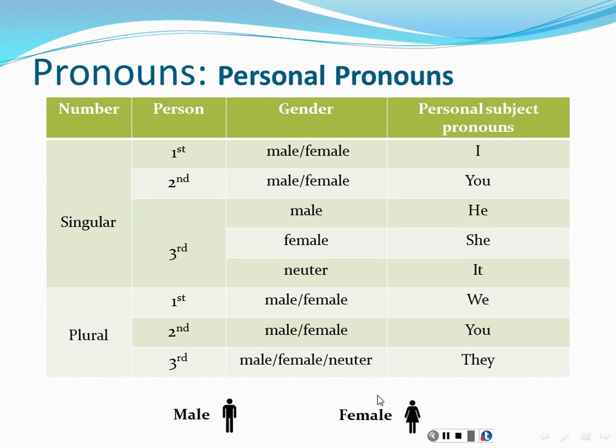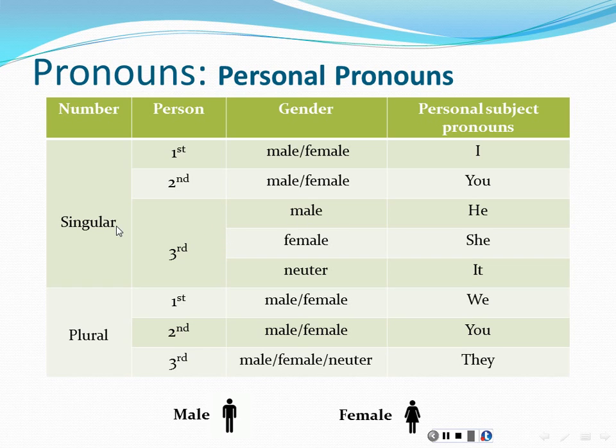Female, a woman, a girl, a lady, a miss, a missus, anything. It should be a female. So she is a good student. Again, she is the third person, number three, which means she is not here. We are talking about a girl who is not here.